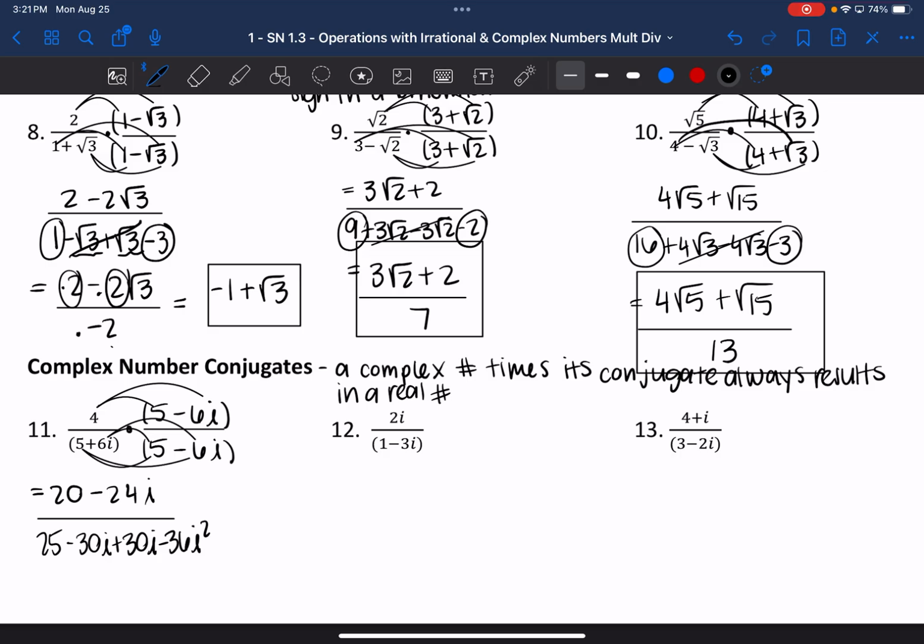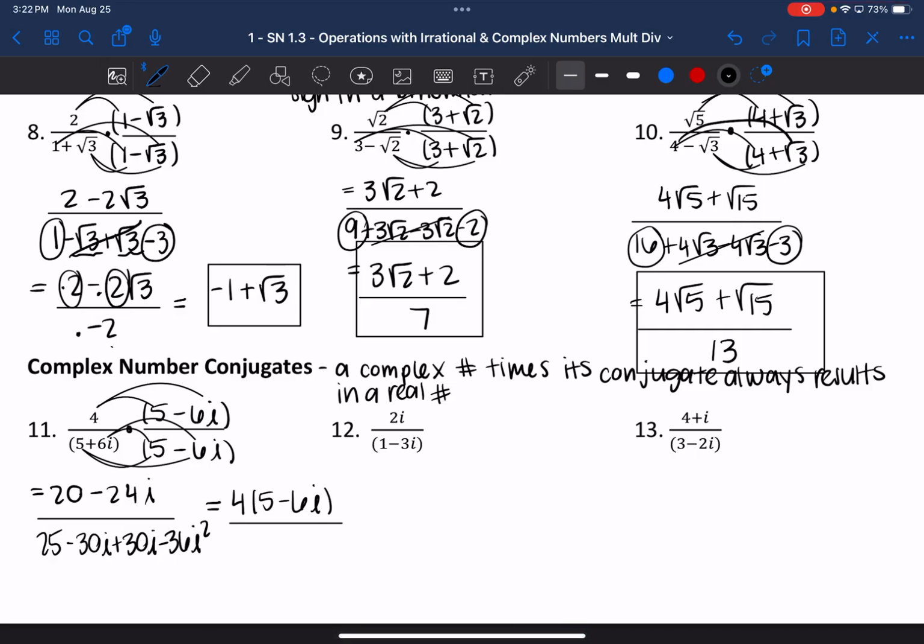Okay, so then I simplify. In the numerator, there's not necessarily anything that I can combine. But if I do look at those terms, I could pull out a 4 if I'm trying to see if there's anything I could divide out later. So I could write it as 4 times 5 minus 6i.